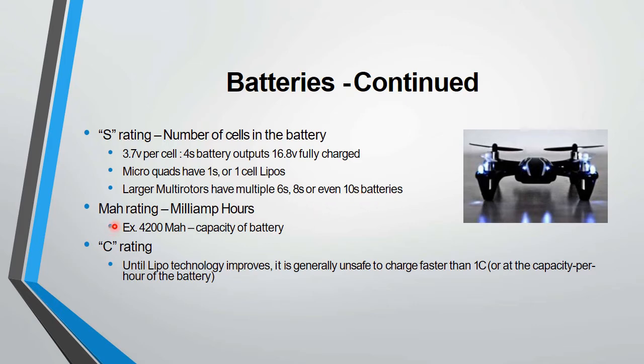So the mAh rating, milliampere hours rating, is how much? 4200 milliampere hours, and this is the capacity of the battery. And then the C rating: until LiPo technology improves, it is generally unsafe to charge faster than 1C, or at the capacity per hour of the battery.